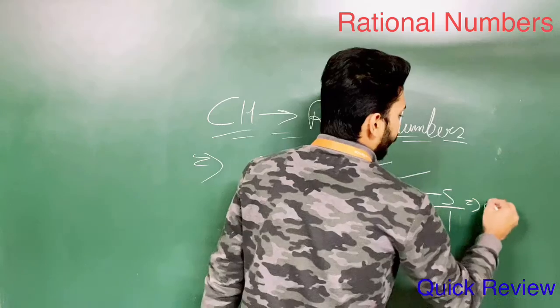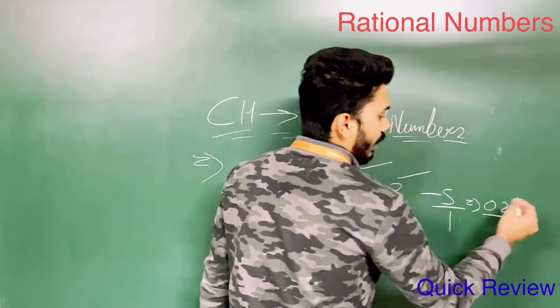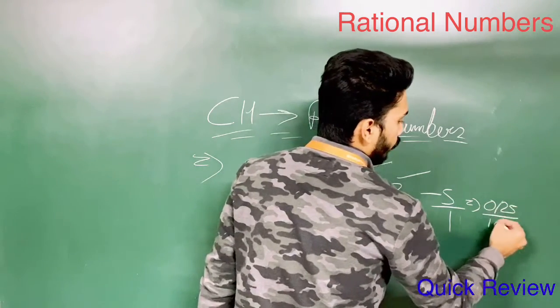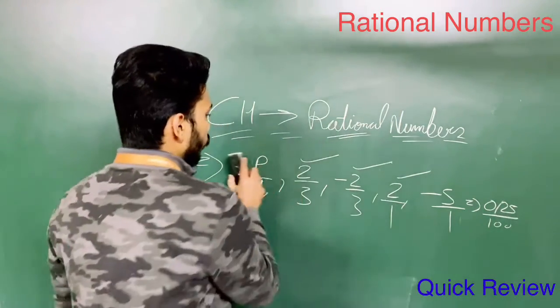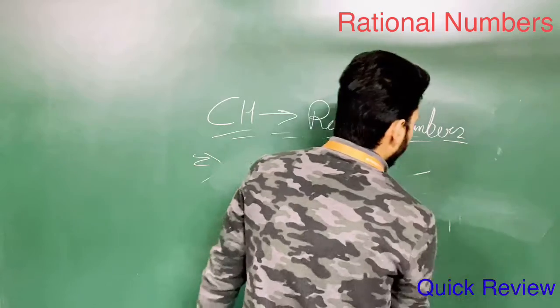Even you can consider 0.25 as a rational number. Why? Because if we remove the point, we can put 100 over here, so this also becomes a rational number. So these are just examples of rational numbers.